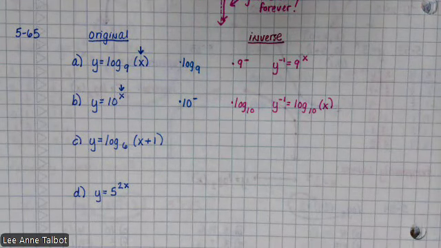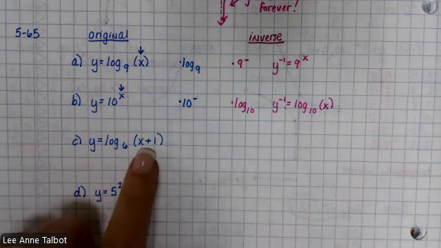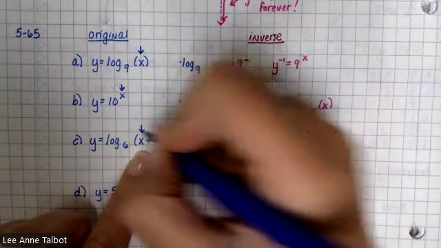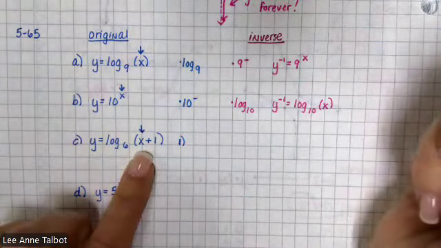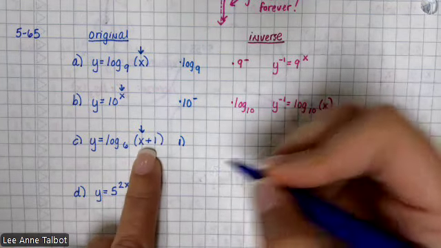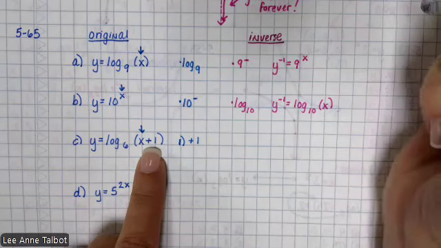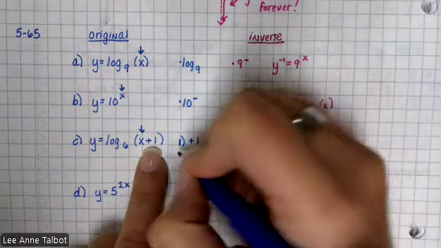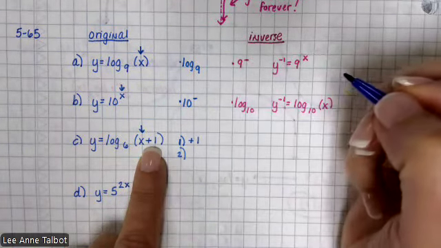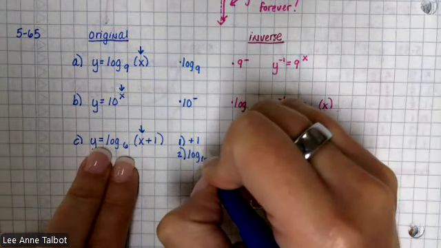Now in C and D, I put 2 steps. All right, so I plug a number in for X. What do I do first? Parentheses first. Add 1, beautiful. After I add 1, then I would log base 6.